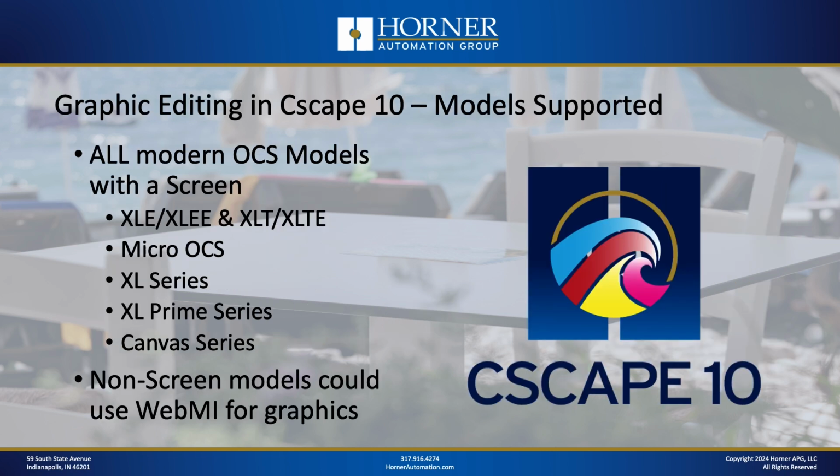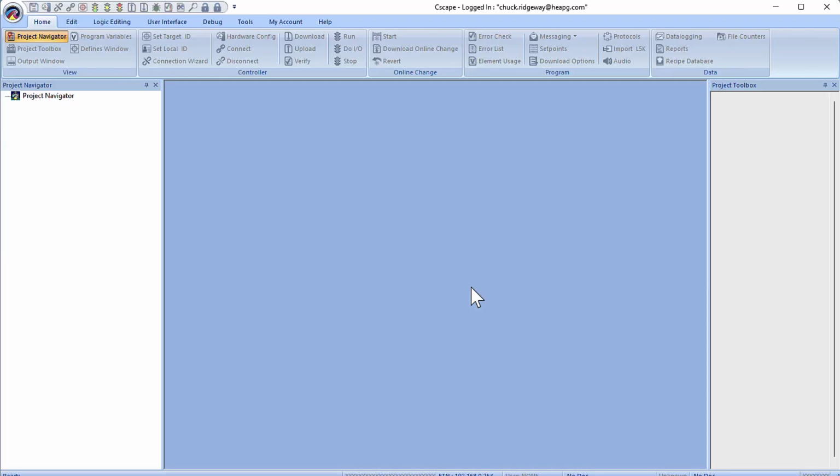Now, to be clear, when I say that these graphics features can be used with any OCS, these are the models I'm talking about. We're talking about the XLE and the XLT, the Micro OCS, the XL series, the XL Prime series, and Canvas. You could even use these features with non-screen models like an RCC if you use WebMI in the project. Let's spend a few minutes looking at the graphics editing features in Cscape 10.